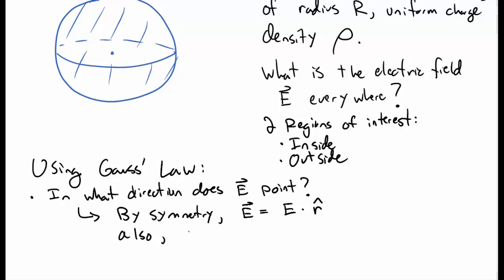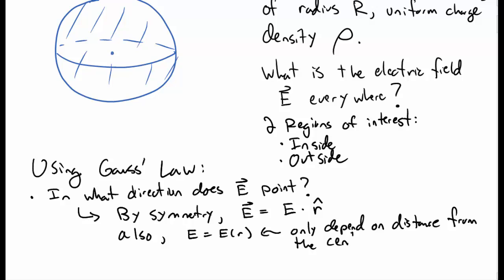Actually, we can go a bit further. We can say that the electric field should only depend on r, the distance from the center, because, again, by symmetry, there's no reason it should depend on any of the angles. It should only depend on the distance from the center.